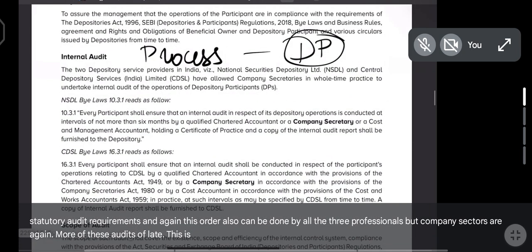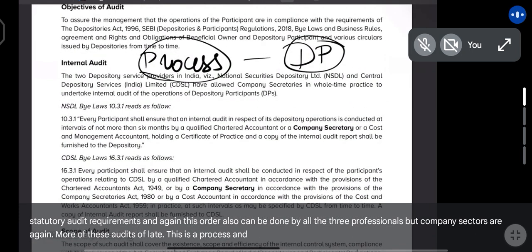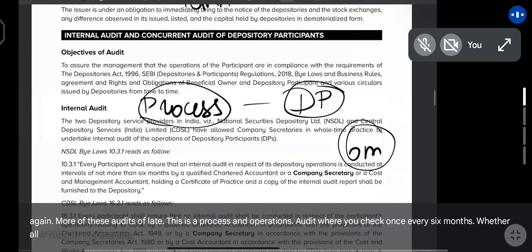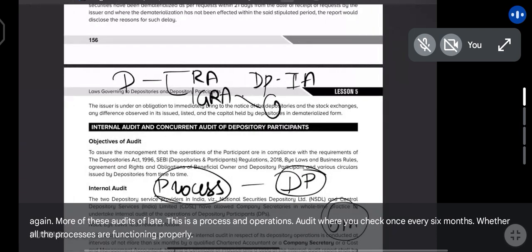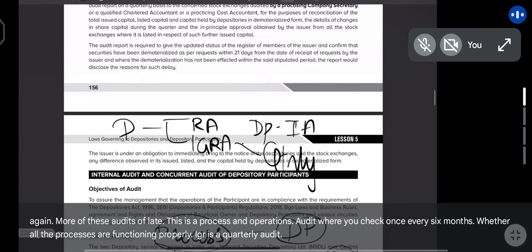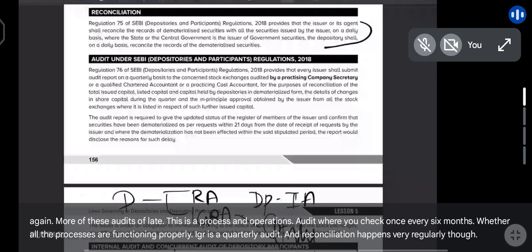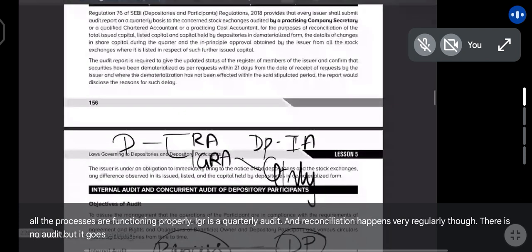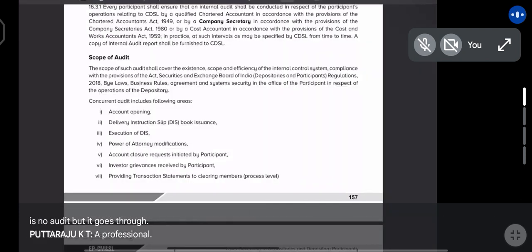This is a process and operations audit where you check once every 6 months whether all the processes are functioning properly. IGRA is a quarterly audit, and the reconciliation happens very regularly, though there is no audit, but it goes through a professional and then reaches the end.